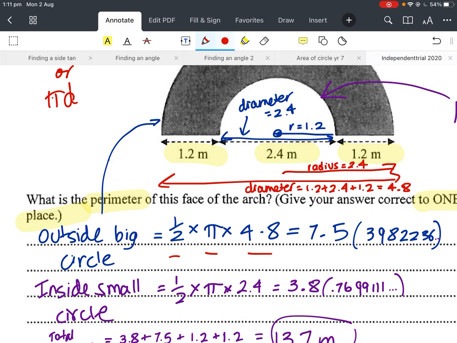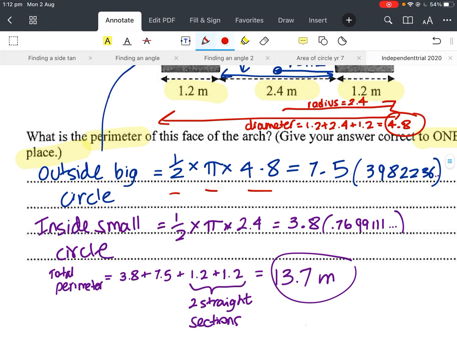Now the diameter of the full circle is 2.4. No, it's not. Oh, good. It's 4.8. Sorry, I was looking at the wrong thing then. I thought I made a mistake. And that equals 7.5. Inside small circle is 2.4. Silly Miss King. And I did a half times pi times 2.4 for that one. Then all I had to do was add those two bits together and then add the two straight parts together, and I got an answer of 13.7.